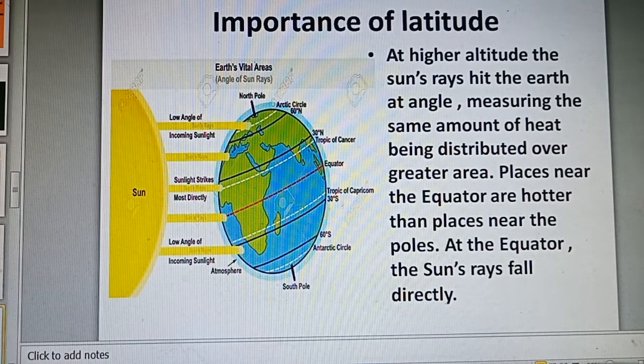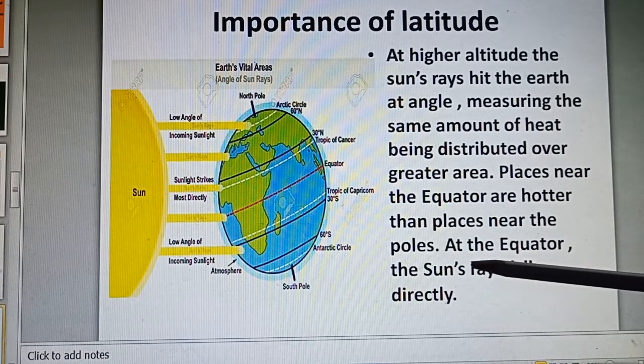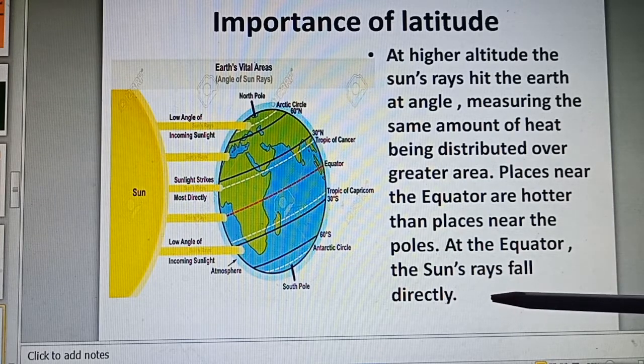Now let us understand what is the importance of latitude. These are the various latitudes, parallels of latitude. At higher latitude, the sun's rays hit the earth at an angle, meaning the same amount of heat is distributed over a greater area. Places near the equator are hotter than the places near the poles. At the equator, the sun's rays fall directly.